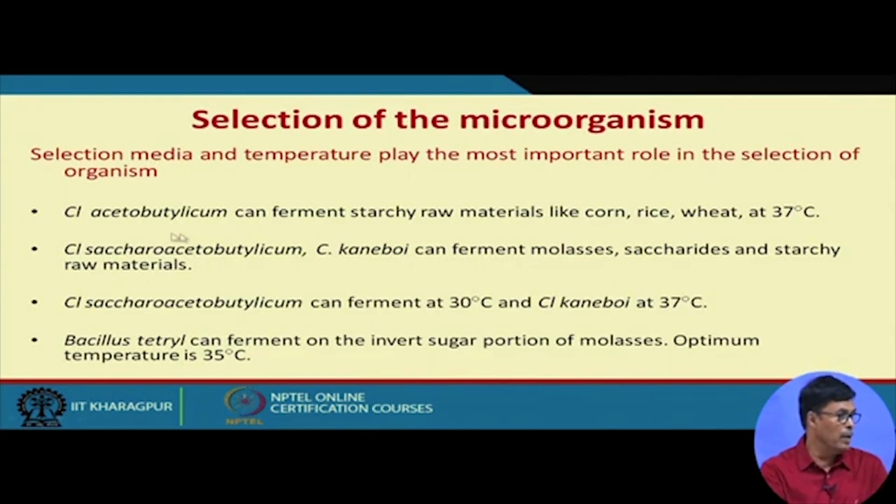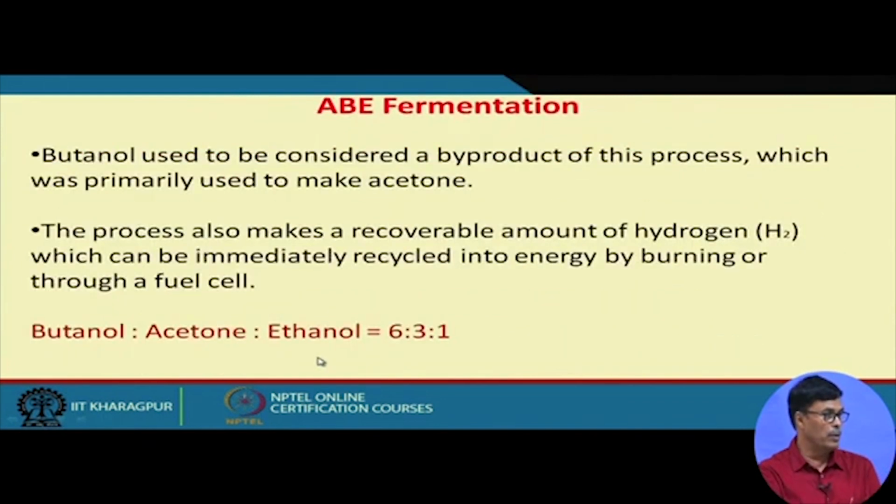If you look at it, Clostridium acetobutylicum can ferment starchy raw materials like corn, rice and wheat at 37 degrees centigrade. Clostridium saccharoacetobutylicum and Clostridium beijerinckii can ferment molasses, saccharides and starchy raw materials. Clostridium saccharoacetobutylicum can ferment at 30 degrees centigrade, and Clostridium beijerinckii at 37 degrees centigrade. Bacillus tetani can ferment the invert sugar portion of molasses. Optimum temperature is 35 degrees centigrade.